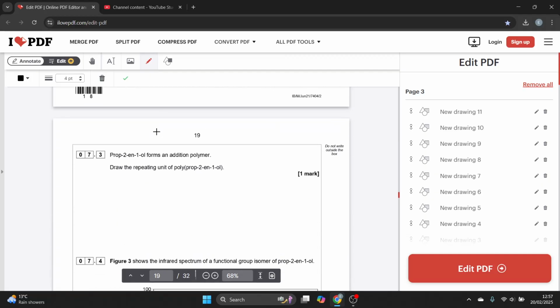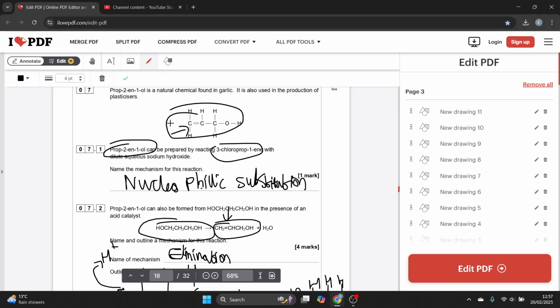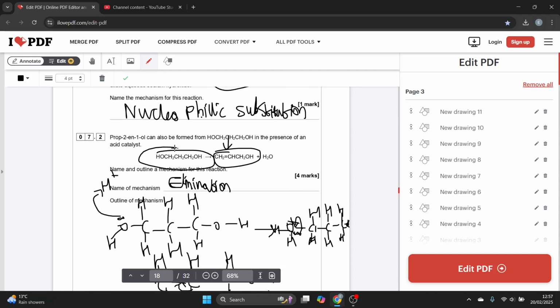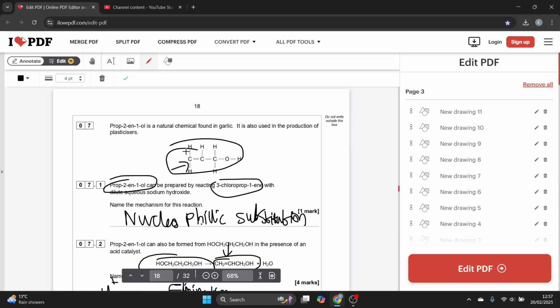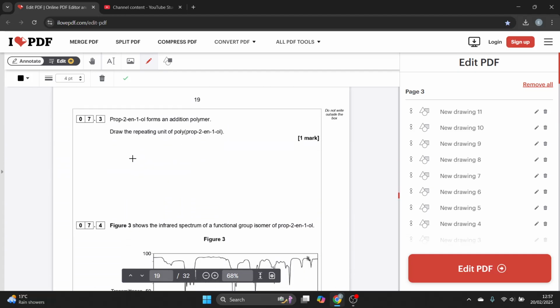Draw the repeating unit of prop-2-en-1-ol. Repeating unit of this. So first thing I need to do is basically put it in this format where you've got something like that. So it's going to be like C, H, H, H, and this then it's going to be here CH2OH. Once I've done that, then I just remove the double bond and then that's it. So, oh no, I lied. My apologies. Then it's CH2OH.